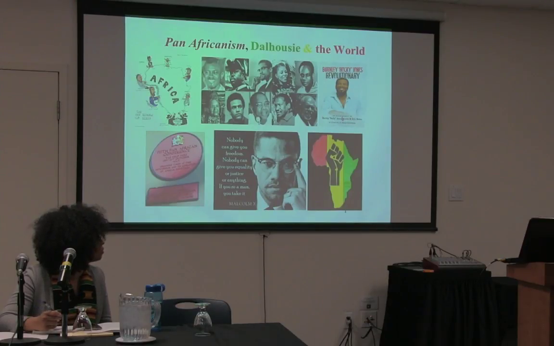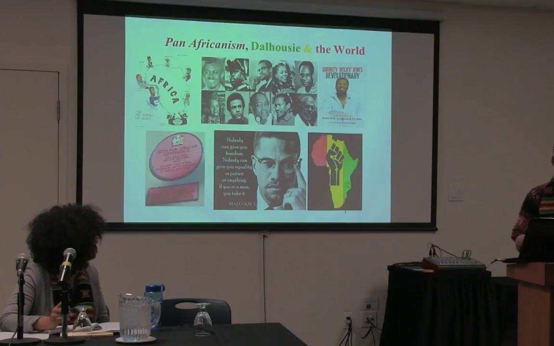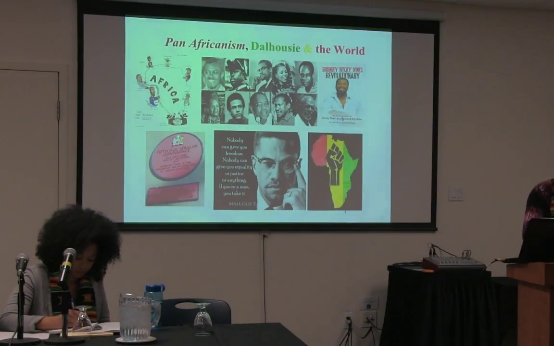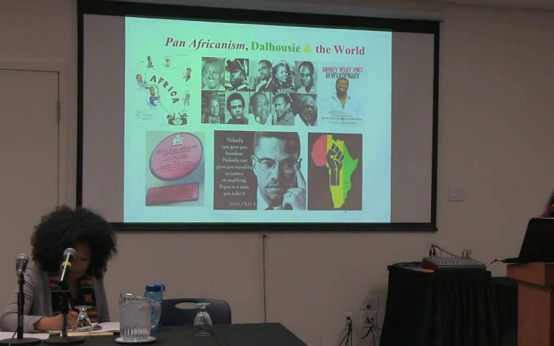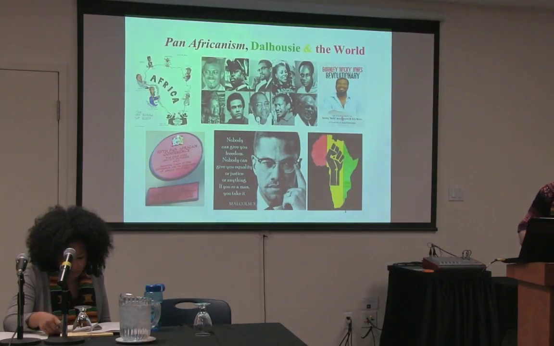So in this first image here, I have a number of different images. You see Malcolm X, you see Dr. Burnley Rocky Jones, and you see a number of figures up there like Patrice Lumumba, Marcus Garvey, and some key figures, all of them being very important in the Black liberation struggle, who all believed that there was some common element that bound all people of African descent together. So I'm going to give a historical development of the idea of Pan-Africanism.